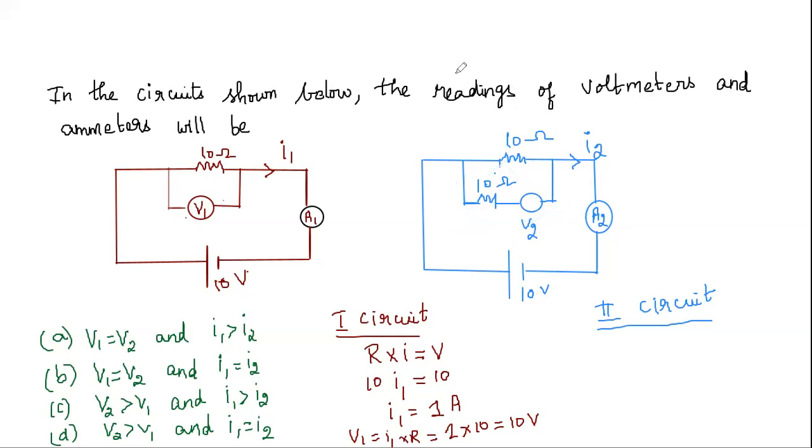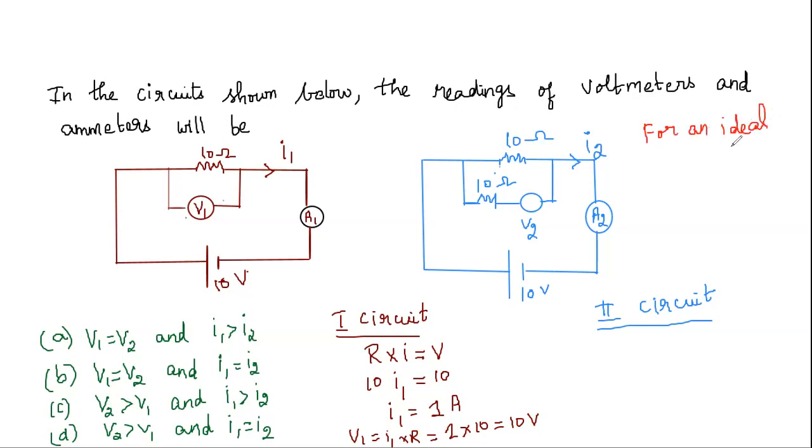Sir, there is no current flow, sir. Yes, your answer is right. Can you explain the reason behind this? Your answer is absolutely right. Can you explain the reason behind this? Sir, the 10 ohm resistance and the voltmeter are connected in parallel, so the current will not flow. Actually, your answer is right.